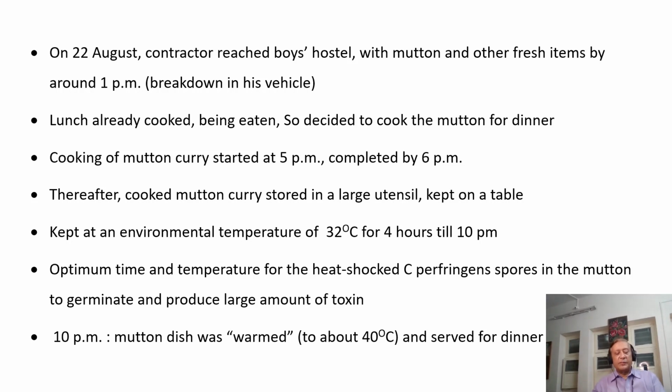Thereafter, this cooked mutton curry was stored in a large utensil which was kept on a table in the room since there was no arrangement of a big fridge to store such a big vessel. The dish was therefore kept at an environmental temperature of about 32 degrees centigrade for almost 4 hours till 10 p.m., giving optimum, adequate time and temperature for the heat shocked Clostridium perfringens spores in the mutton to germinate and produce large amount of toxin. At 10 p.m., the mutton dish was warmed to about say 40 degrees centigrade, and unfortunately it was not reheated thoroughly, which could have inactivated the preformed perfringens toxin, and it was served for dinner starting at around 10 p.m. till 11 p.m.